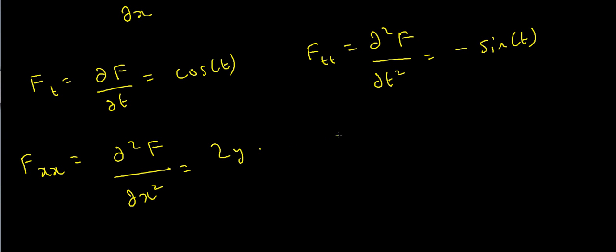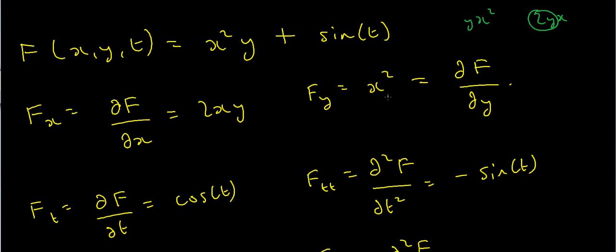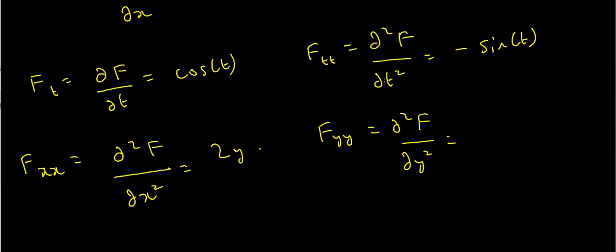I can do exactly the same thing with f sub yy. That's the second partial of f with respect to y, equivalently d2f by dy squared. Well, I know that df by dy up here is just x squared. But I'm treating x as a constant, so this is just 0. So the second partial of f with respect to y is just 0.